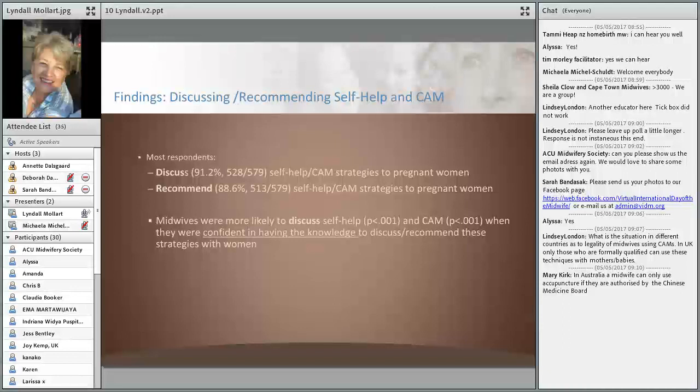When we looked at the statistical significance, it was highly significant that midwives were more likely to discuss the options when they felt confident in having the knowledge to discuss or recommend these strategies, which is worthwhile. However, of concern, 26% of respondents who did discuss and or recommend CAM did not feel confident in their knowledge of complementary therapies.